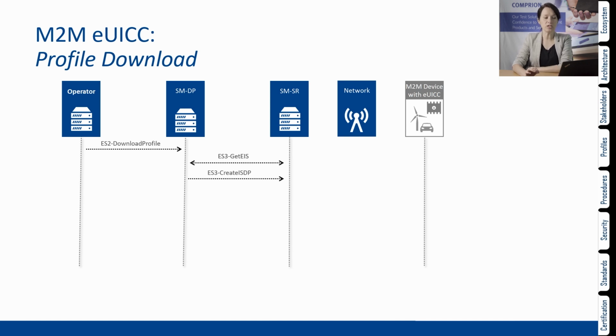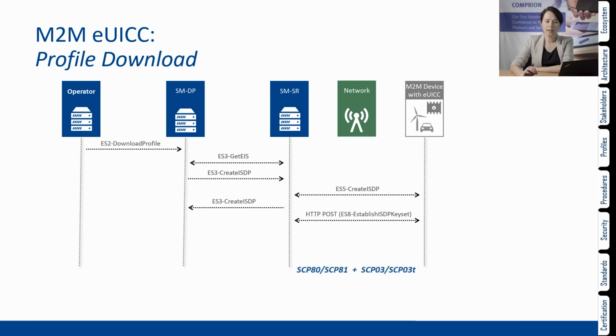Then there is the creation of the ISDP. This will be forwarded to the eUICC, with return information being sent to the SM-DP about the status. In the next step, the establishment of the ISDP key set can be performed. HTTPS is used here because it is the more often used way to download the profile, given the big data.